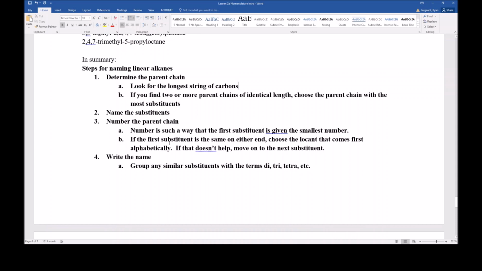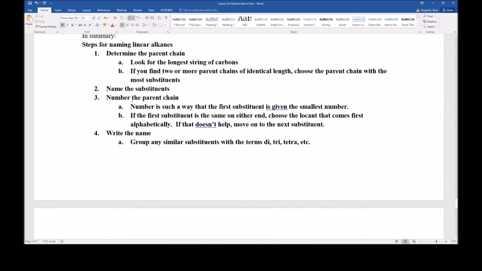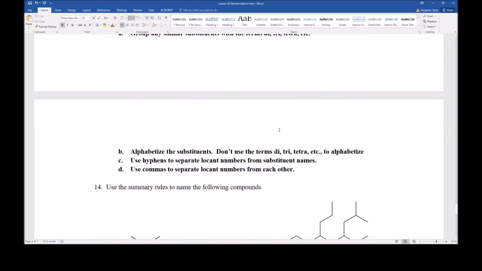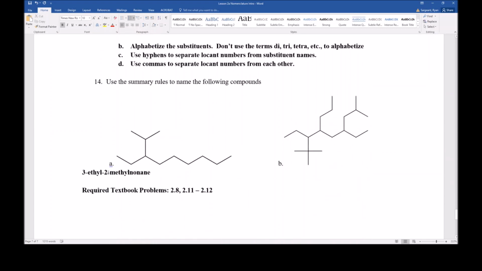Name the substituents. So I put the nonane down, and then I have an ethyl and a methyl. Number the parent chain in such a way that the first substituent is given the smallest number. And then I write the name: group any similar substituents with di, tri, tetra, alphabetize the substituents, and use hyphens to separate locants from substituent names. These numbers are called locants, so I've used hyphens to separate those. And if I have a string of similar numbers together, then I use commas to separate those. So I didn't even need all the rules to name this one right here.